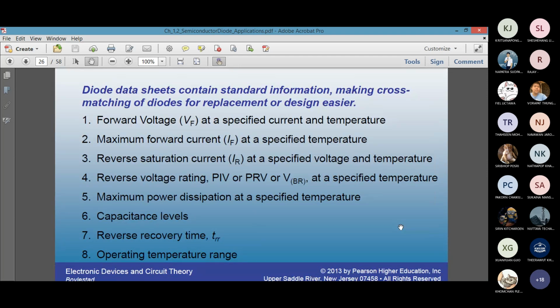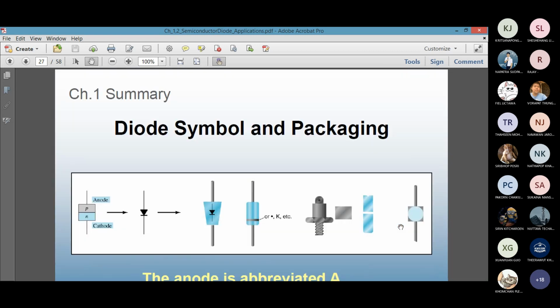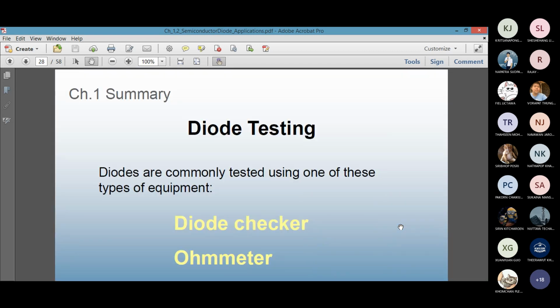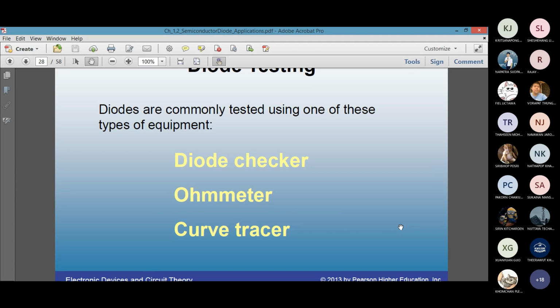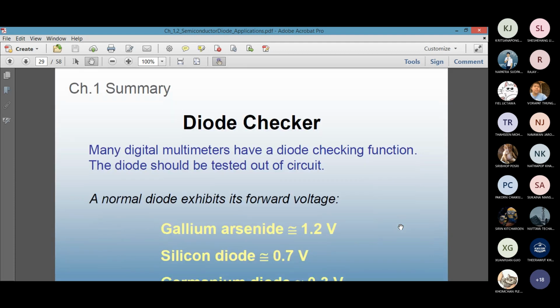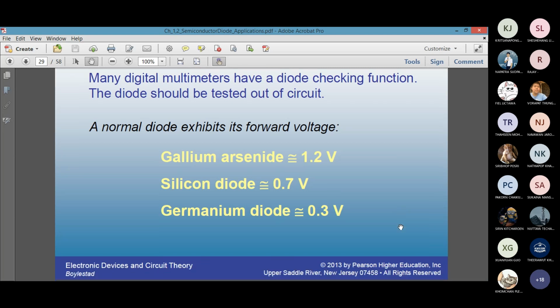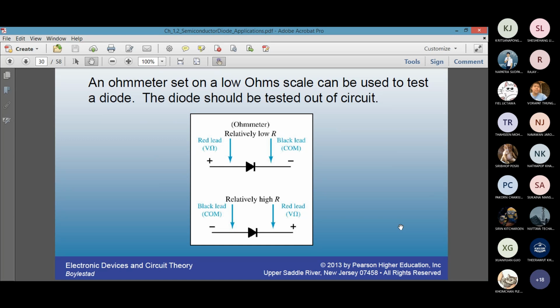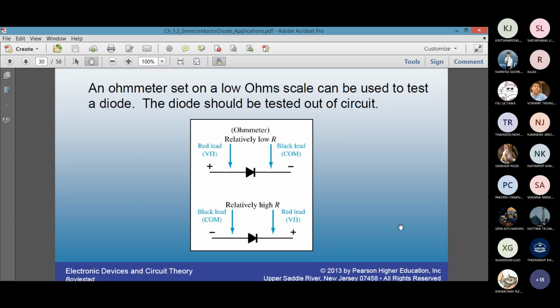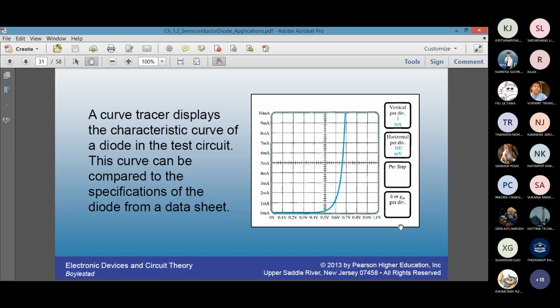So here's an example of a slide of what you can find on the spec sheet. You want to check the diode, you can check with the diode checker, ohm meter, and curve tracer. Make sure the forward voltages are what you will expect from each type of diode. An ohm meter, depending on how you put the black and red probe, will show high or low resistance. If you have a curve tracer in the lab, it will show you the characteristic graph as long as the diode is working properly.